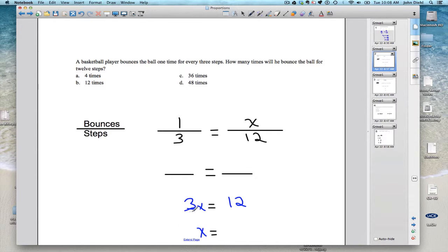So if you divide this by 3, it is 1. And if you divide this side of the equation by 3, you get 4. So our resulting answer is 4. So this unknown is 4. Well, what is that? That's 4 bounces for every 12 steps. So your answer is 4 bounces, or 4 times the ball will bounce.